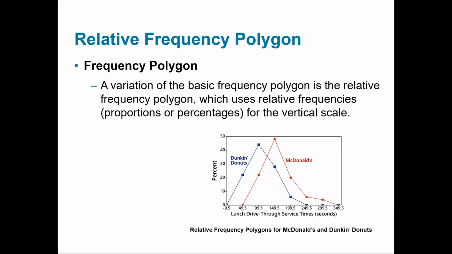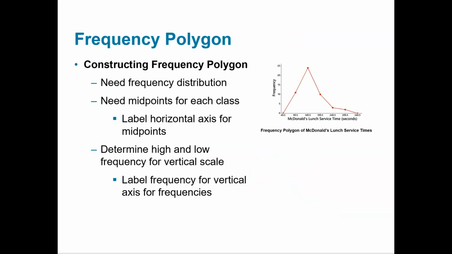You can also use a relative frequency. The only difference, remember, is that relative frequency means we're talking about percentages. That's it. When you construct a frequency polygon, you need the frequency distribution table. You need the midpoints for each class. Those midpoints become your horizontal axis. Then to determine the scale for your frequencies, see how this only goes up to 25? That has to do with the frequencies for the data you have. If you have frequencies that go up to 100, this vertical axis isn't high enough.